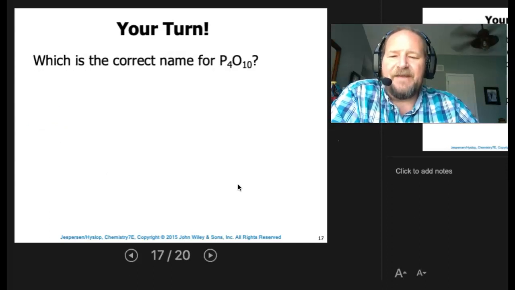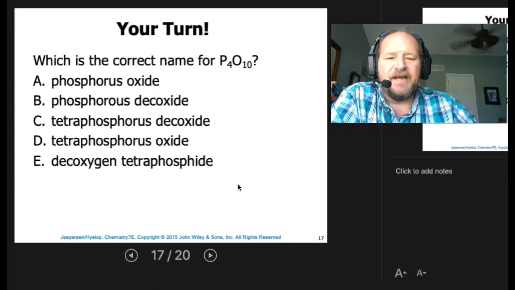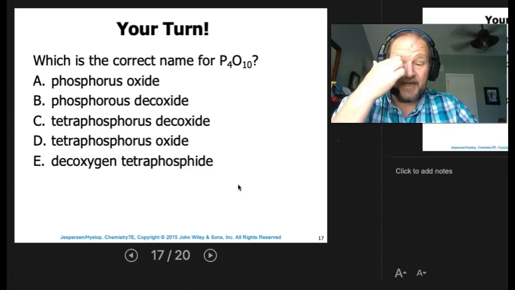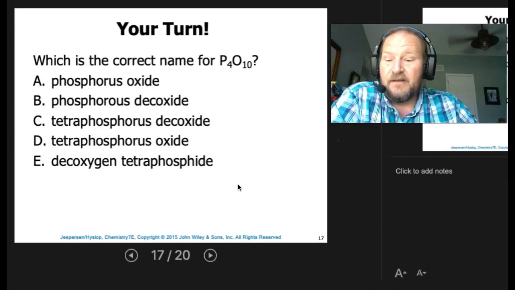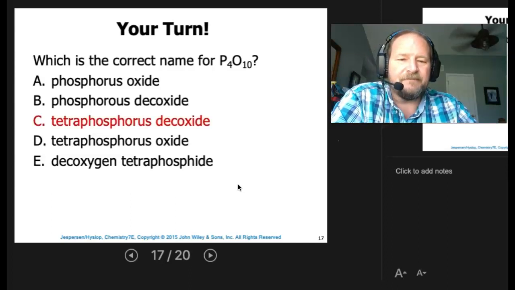Which is the correct name for P4O10? P4O10. So we know we have 4 phosphorus. The prefix for 4 is tetra. So it's going to be tetraphosphorus, which means it's either going to be C or D. And then 10 oxygen would be decoxide. So our answer is C.